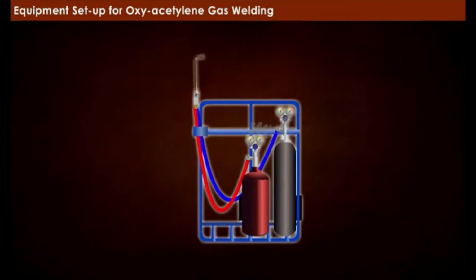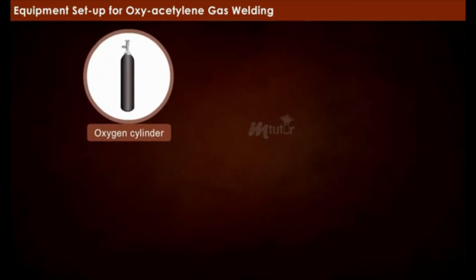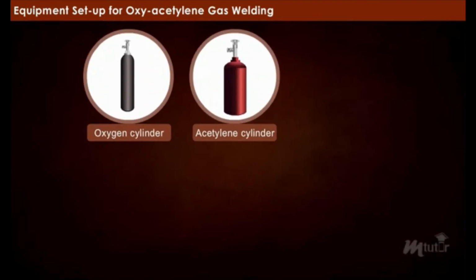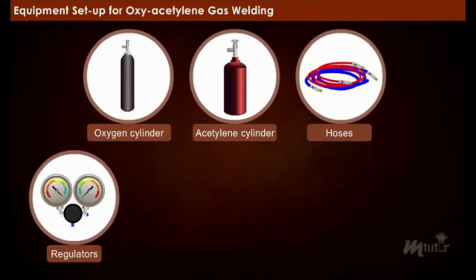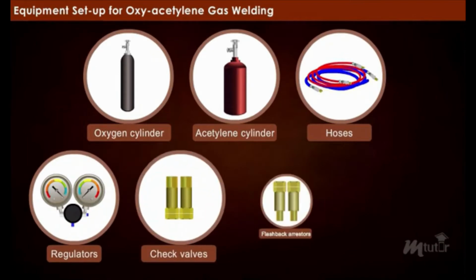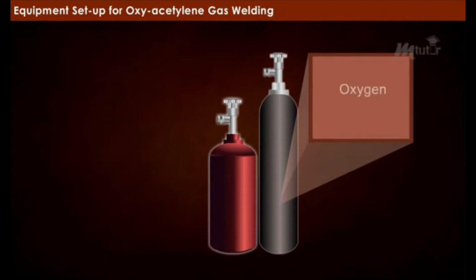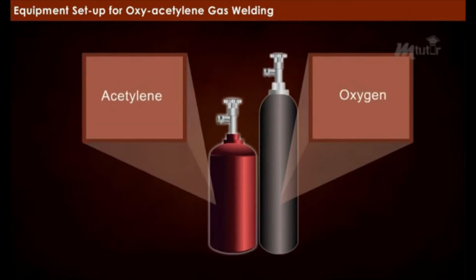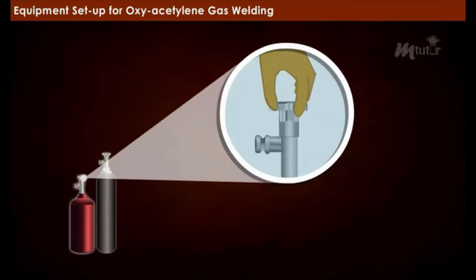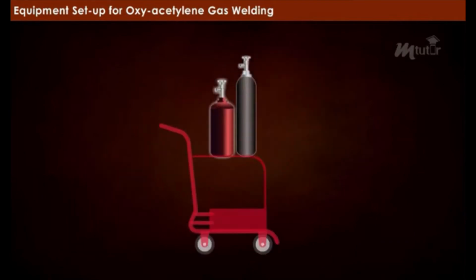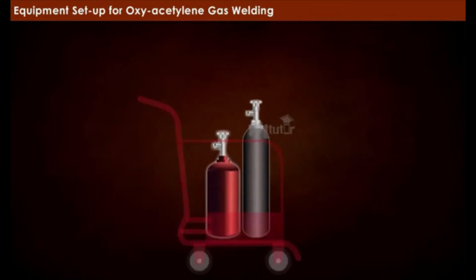Equipment setup for oxyacetylene gas welding. Take all the equipment such as oxygen and acetylene cylinder, hoses, regulators, check valves, flashback arresters, and torch. First, check whether the oxygen and the acetylene gas cylinder valves are turned off. The two cylinders are secured in an upright position and placed on a wheeled trolley.